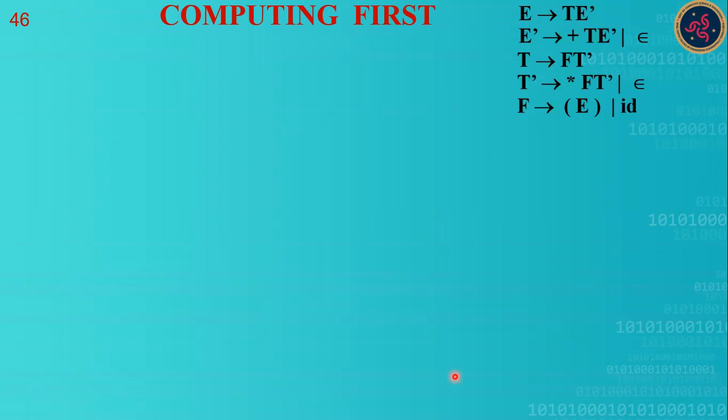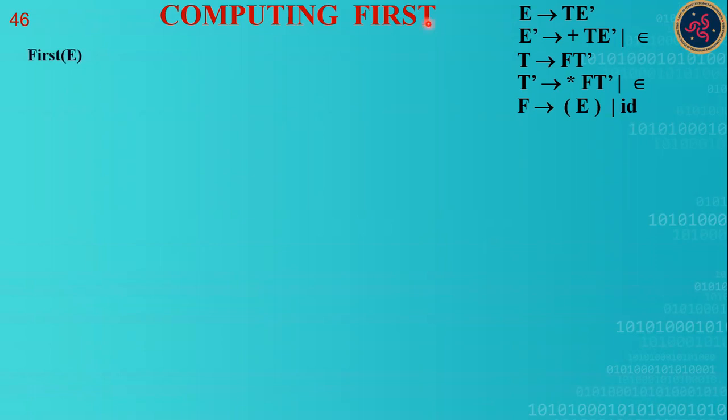So I'm starting with my start symbol. Which is the start symbol here? Here E is the start symbol. So I'm starting with my start symbol, and initially I'm finding the first of the start symbol, this E. So what is first of E?